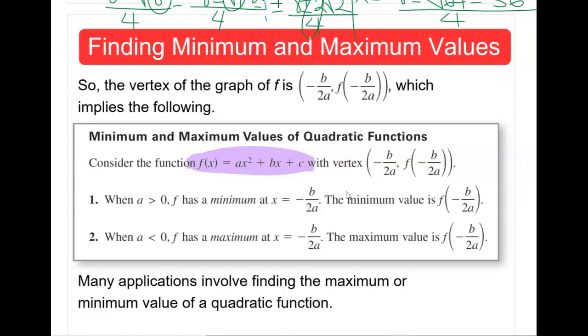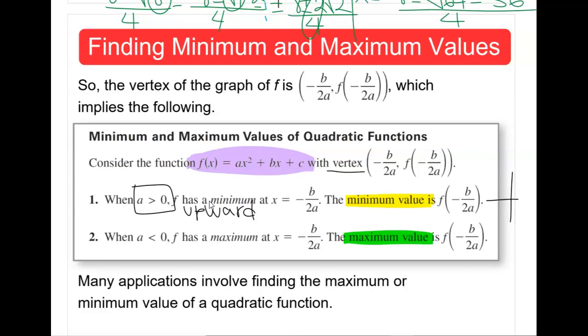So remember that point, the vertex, it could be talking about the minimum value or the maximum value, all right? Depending if the parabola opens, if A is positive, it opens upward. So the vertex is considered to be the minimum value.